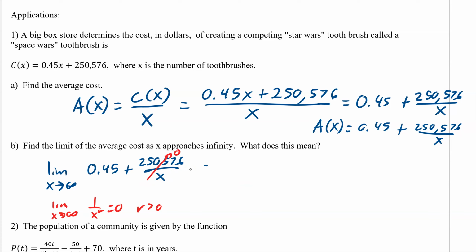So definitely we have a 1 here for our exponent, so that's going off to 0. And so what are you left with? 0.45, and this is dollars. So it's going to be 45 cents a toothbrush.